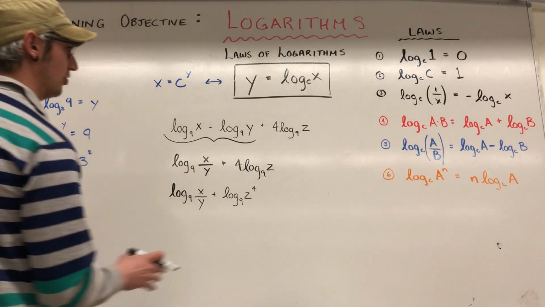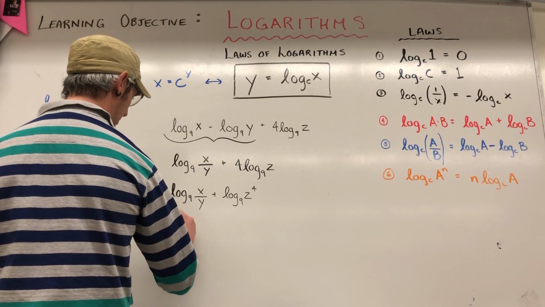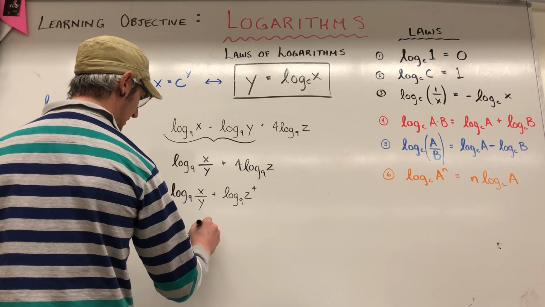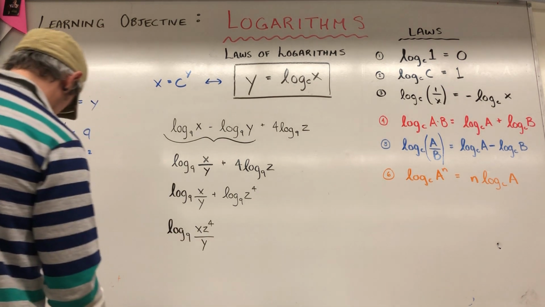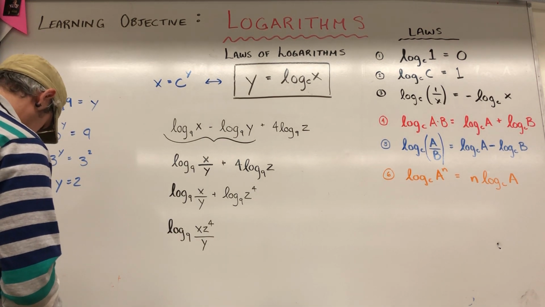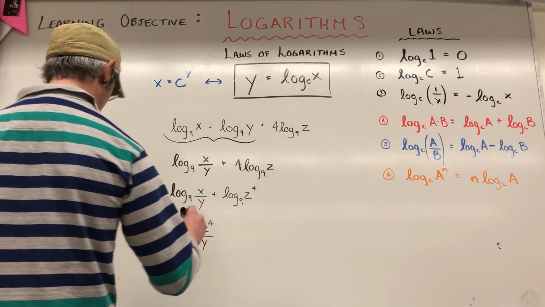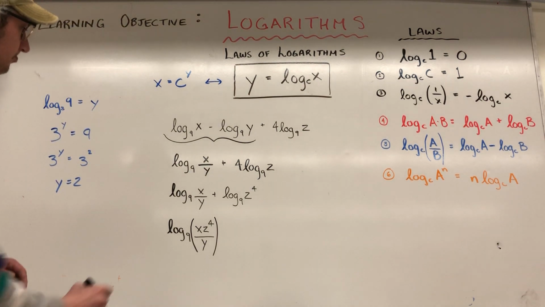And now I can just go ahead and use this law and do the multiplication. So this all becomes log base 9 of x times z to the power of 4, over y. And I check my answer to make sure I did it right. I'm not leading you guys astray. And that is in fact the answer. Okay?